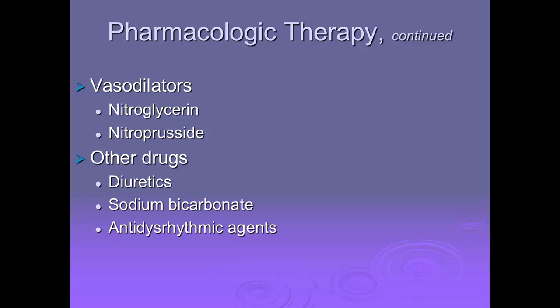All right, other drugs that are used. Diuretics are used to increase urinary output after fluid replacement is initiated. That keeps them from going into fluid overload. Your sodium bicarbonate is used to treat the acidosis because it's a buffer. Your antidysrhythmic agents are used to stabilize the heart rhythm.